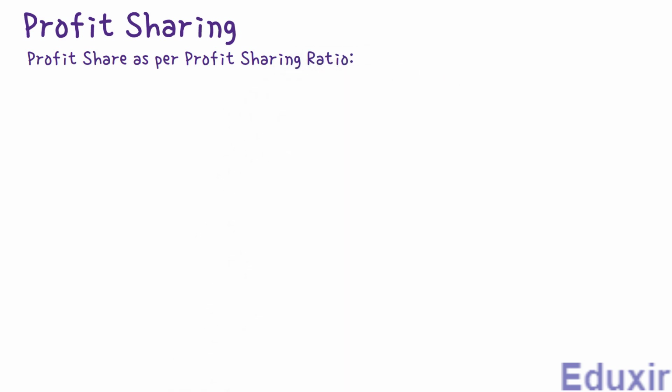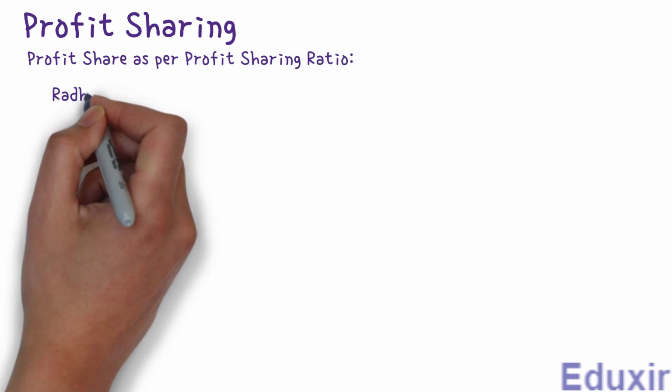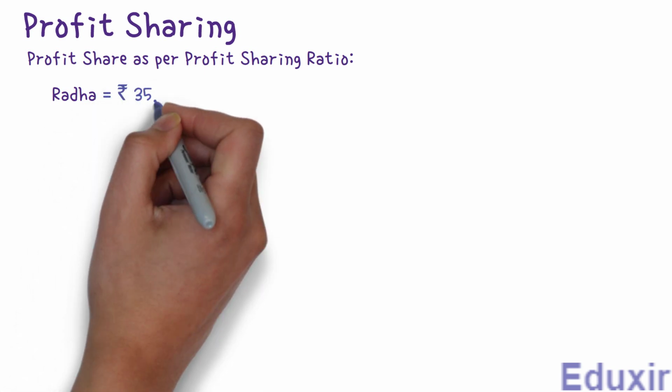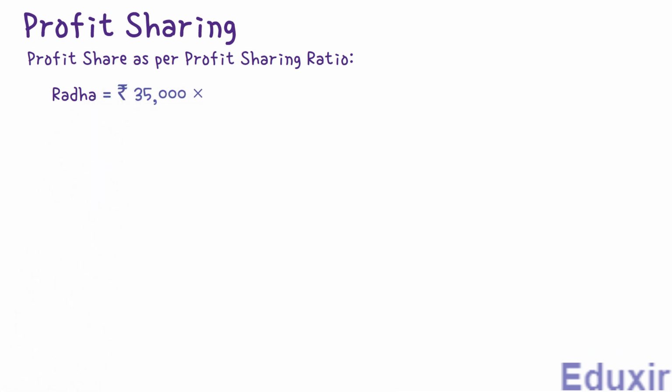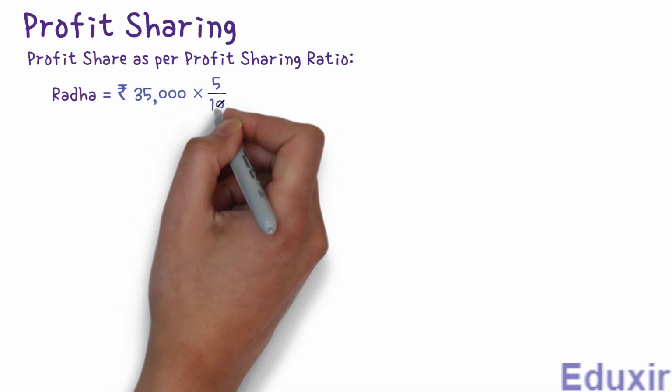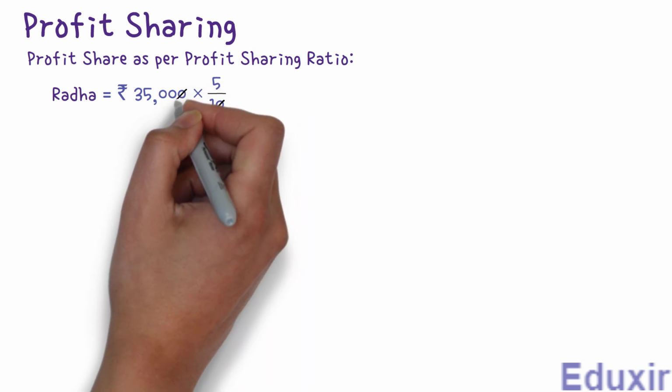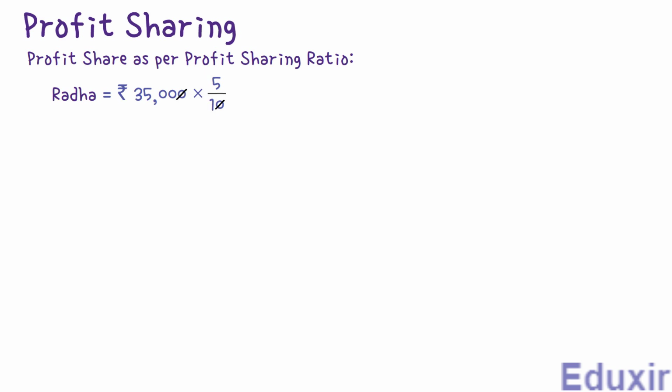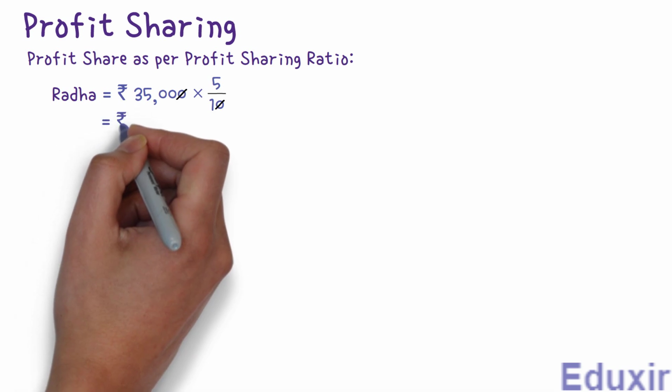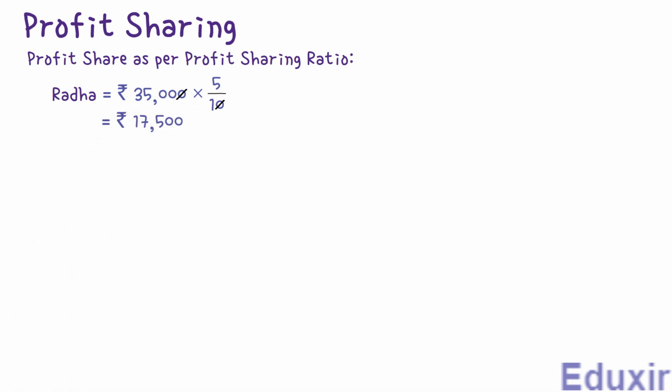Now, the profit share of the partner Radha is equal to the total net profit amount of 35,000 rupees multiplied with her profit sharing ratio 5/10. Let's cancel the 0 in 10 for a 0 in 35,000 rupees. Now, if we multiply the remaining 3,500 rupees and 5, we get 17,500 rupees. This is the share of profit for the partner Radha.